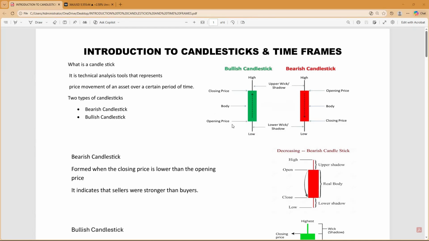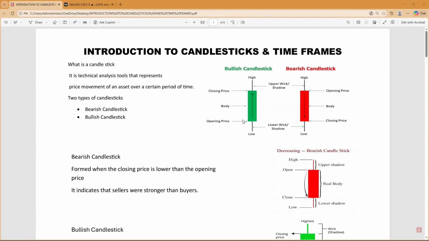Nice. So now, let's talk about a bearish candlestick, what it is, and why it has been named a bearish candlestick. We can say it is formed when the closing price is lower than the opening price, and it indicates sellers in presence. And what about the bullish candlestick? It is formed when the closing price is higher than the opening price, and it indicates buyers in presence.